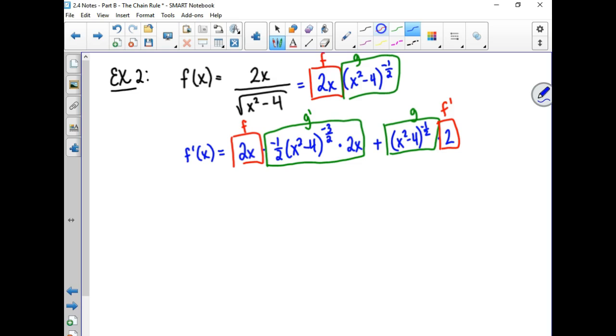So we want to clean this up a little bit. So we've got 2x and a negative 1/2 and another 2x. So 2 times negative 1/2 times 2 is going to give us a negative 2. And we've got an x here and an x here, so that gives us x squared. And then we've got our x squared minus 4 to the negative 3/2. And then on that second term, let's just move the 2 to the front. So we've got 2 times x squared minus 4 to the negative 1/2.